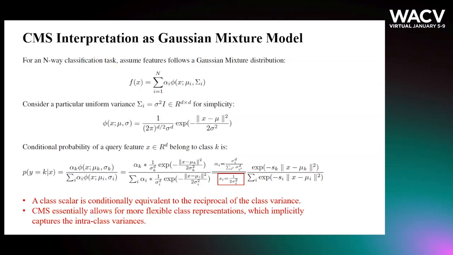For a given n-way classification task, we can assume the feature point set follows a Gaussian mixture distribution. For simplicity, we consider spherical Gaussian distributions with a particular uniform variance. And conditional probability can be derived to the form which equals CMS, in which case a class scalar is conditionally equivalent to the reciprocal of the class variance. So CMS essentially allows for more flexible class representations, which implicitly captures the intra-class variances.